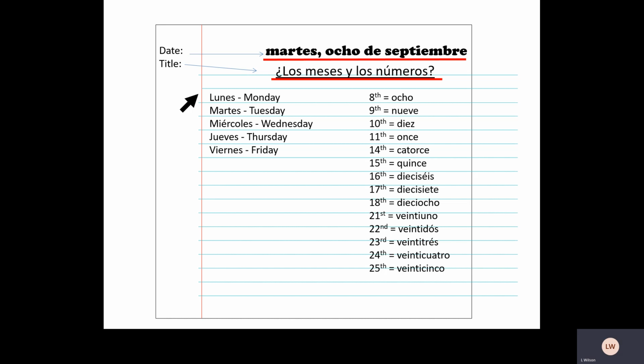Why do you think we're going to be learning numbers up to 31 and months of the year? That's right. We're going to be learning months of the year and numbers up to 31 because today we're going to learn how to say when our birthday is. Okay.